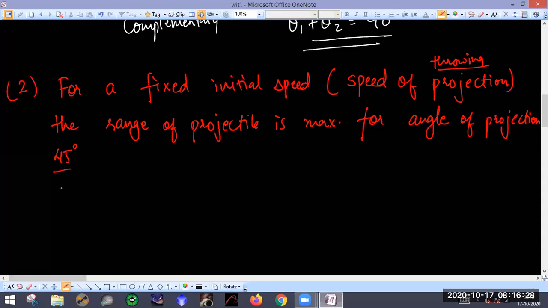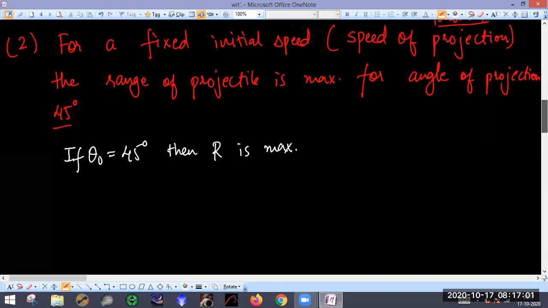This whole thing is saying that if theta 0 is 45 degree, then the range is maximum. Okay, clear? This whole sentence is saying that if theta 0 is 45 degree, then the range is maximum, right? આટલું જ છે આખા સેન્ટેન્સમાં. So let's see how that works.